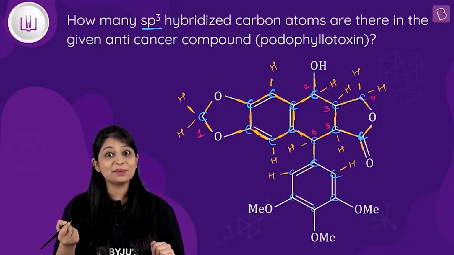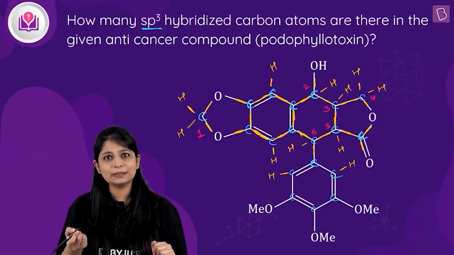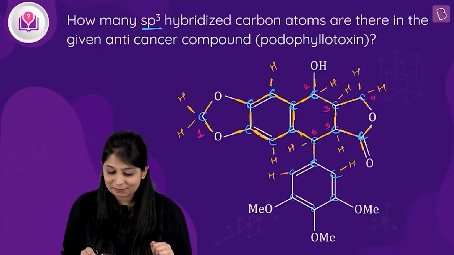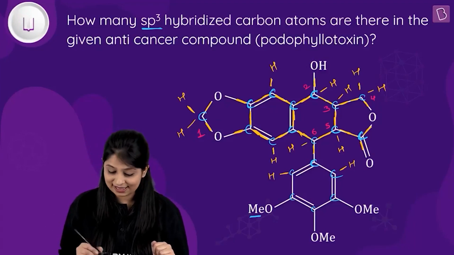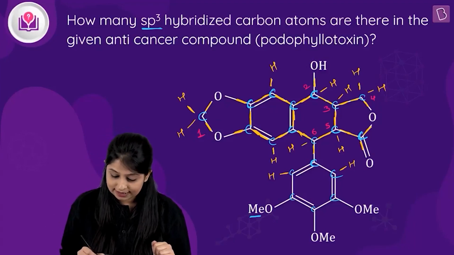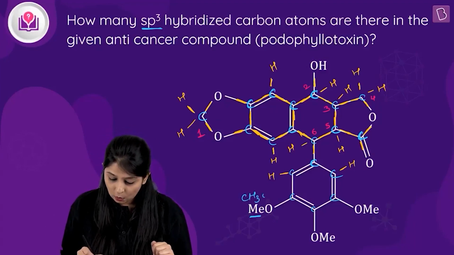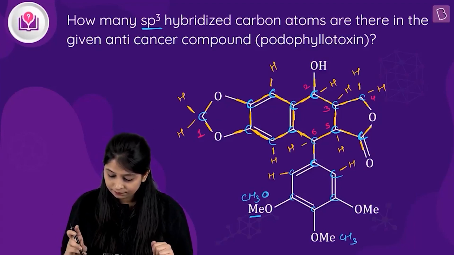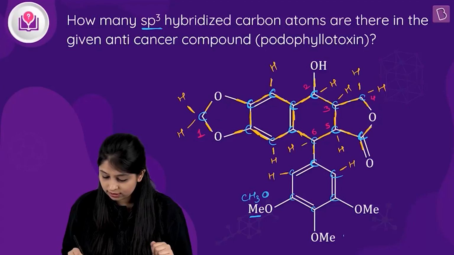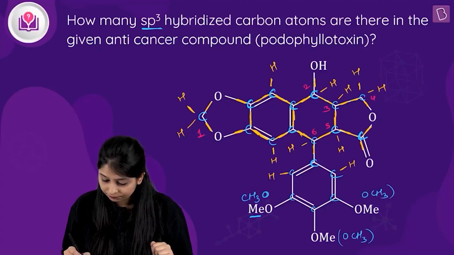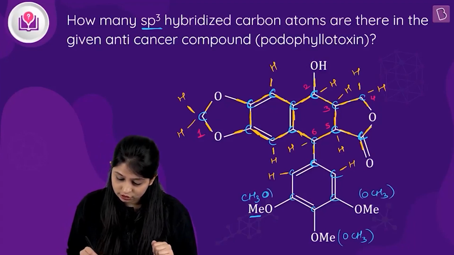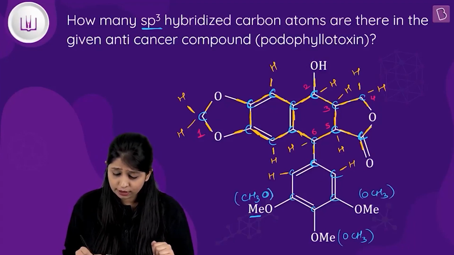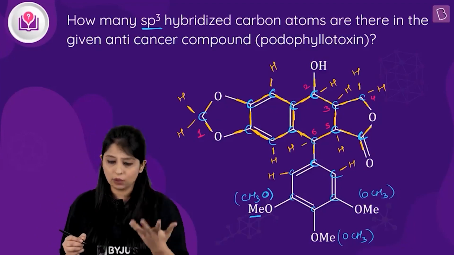Okay, let's have a look at the next carbon atom. Which is the next carbon atom? Are we done with all the carbon atoms? We are actually not. This methyl group also has a carbon atom. So this is CH3O, right? All these are OCH3. So this is OCH3. This is also OCH3. This is also OCH3, right? It's bonded to the carbon in the benzene ring with oxygen.